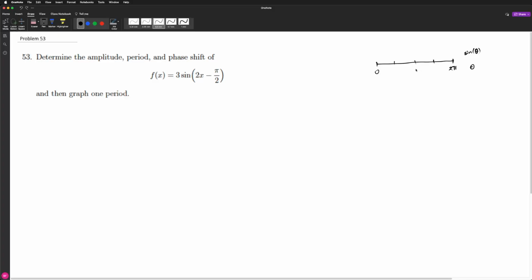So the middle would be pi. Between 0 and pi, we have pi over 2, and between pi and 2 pi, we have 3 pi over 2. And sine of 0 is 0, sine of pi over 2 is 1, sine of pi is 0, sine of 3 pi over 2 is negative 1, sine of 2 pi is 0 again. And this would be the graph of sine over one period. Okay?